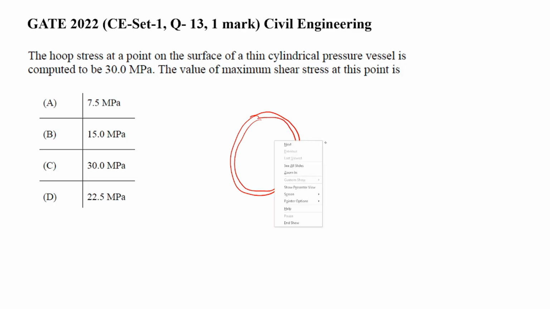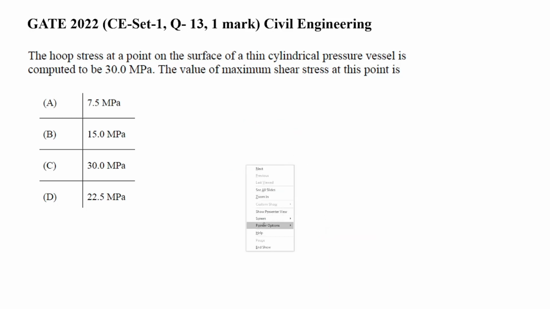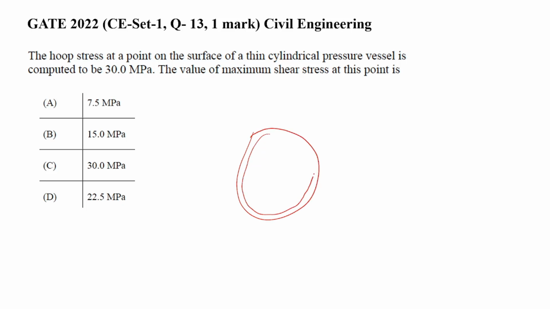Okay, let me try to draw it again. Suppose you take a horizontally placed cylinder. Now thickness is T, internal diameter is D, thickness is T.